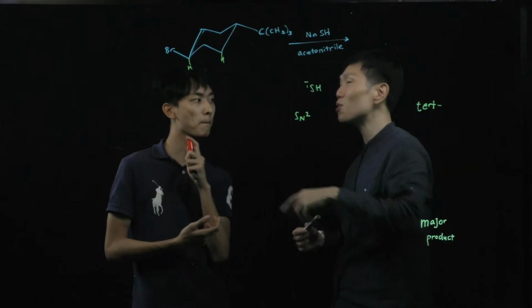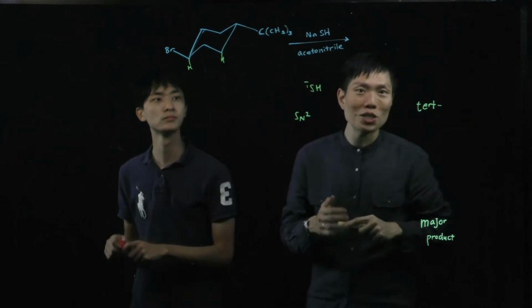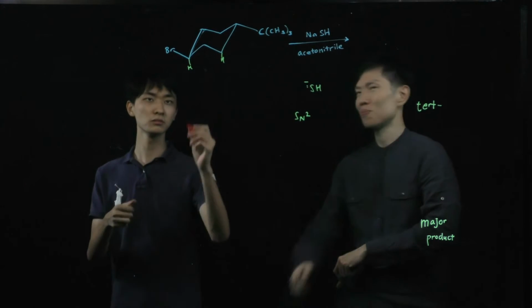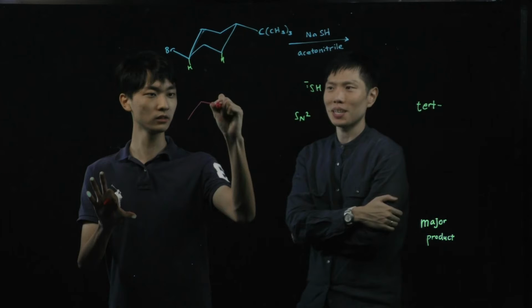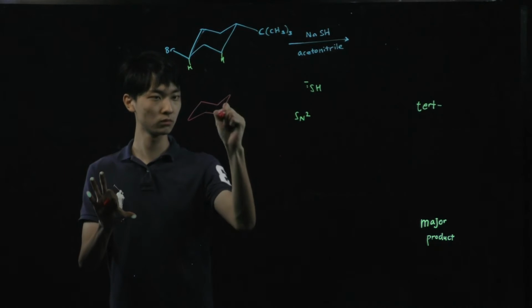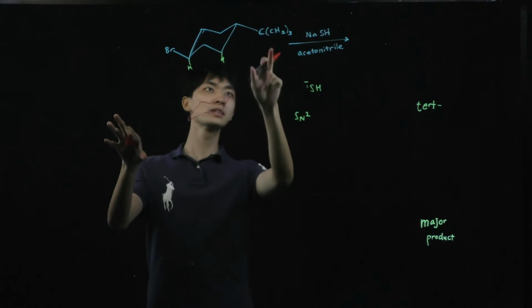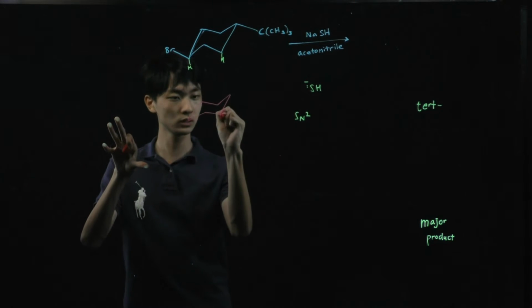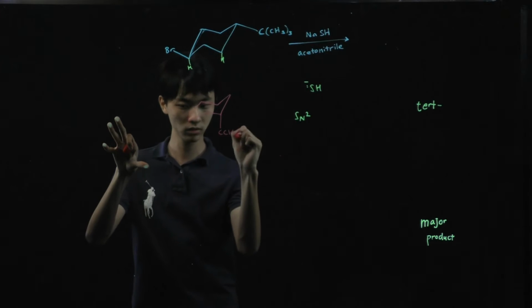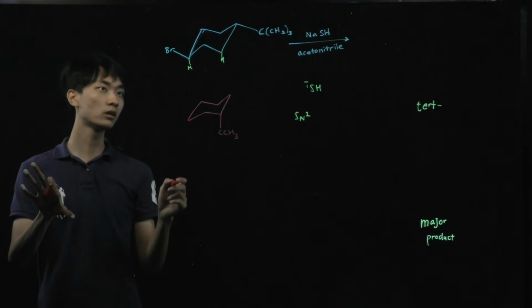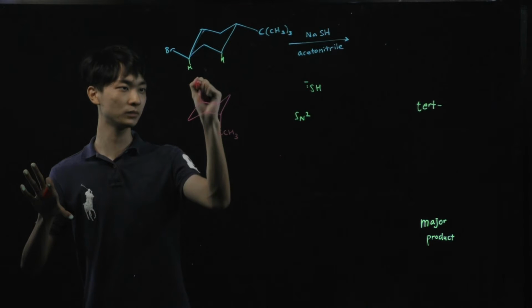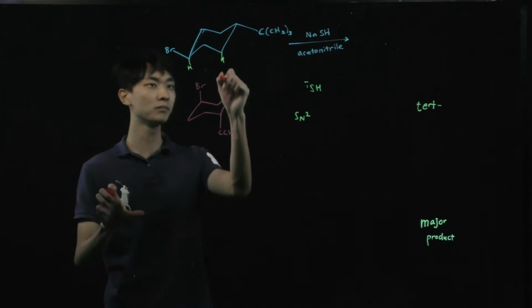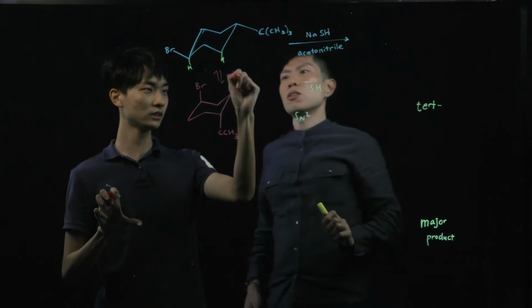Okay, so we need to do a ring flip. The leaving group must always be in the axial position. Let's try to do a ring flip. So I'll just draw the same thing over here. Then we ring flip, so the CH3 is going down and it becomes axial. And then Br goes up, axial Br. So this is the ring flip.